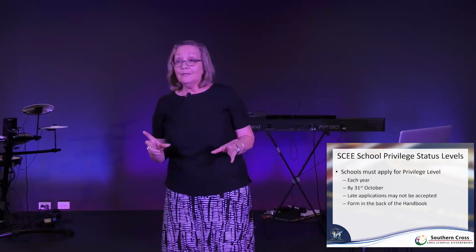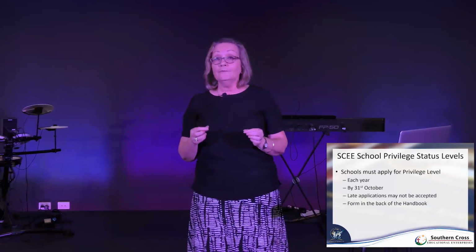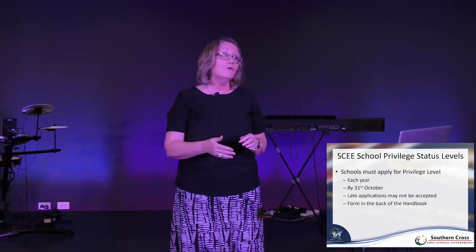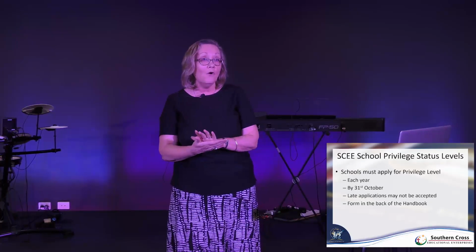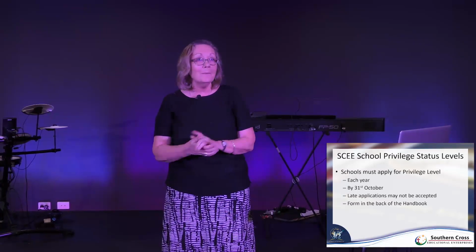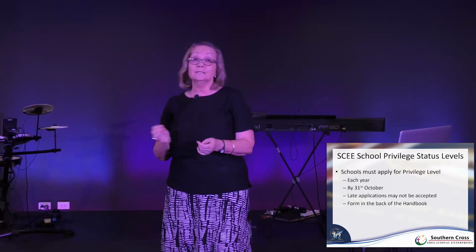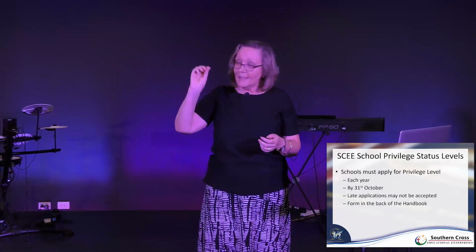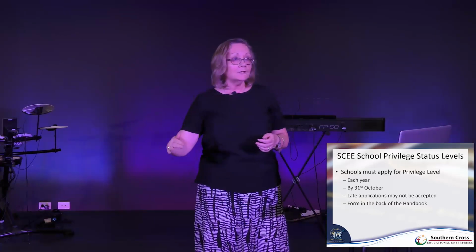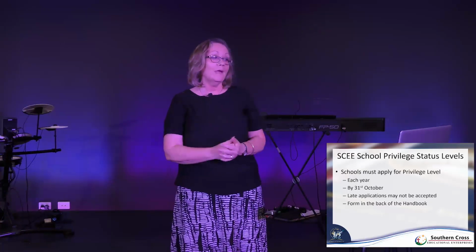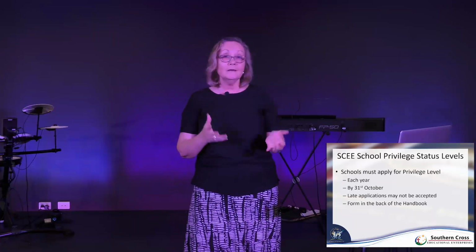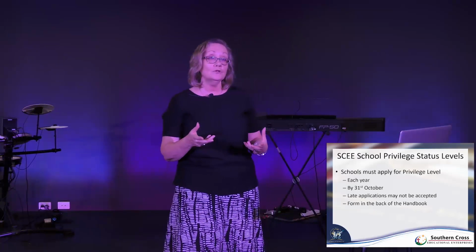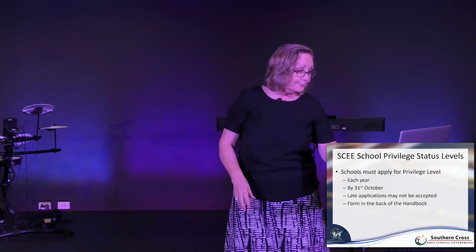Now, the form for this is in the back of the privilege status handbook. So the last few pages in there are the form. You need to complete the whole form, not just the bits that you like. It's a checklist, so you need to check off, tick: have I done that? Yes, tick, I've done that one, I've done that one. I've ticked all the boxes, I can apply for that privilege level. If you don't understand how to do this or what is required, please make sure that you talk to your pastoral coordinator.